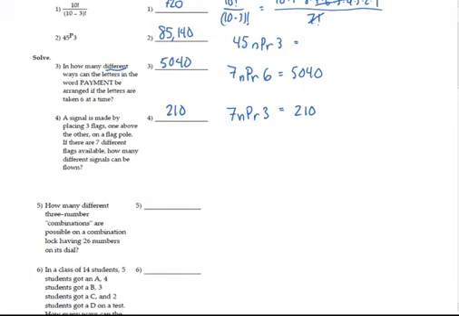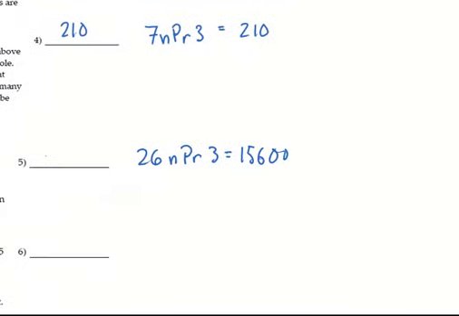How many different 3-number "combinations", and notice they put combinations in quotations because we know that's incorrect, from having 26 numbers on a combination lock dial. So we would use 26 numbers to choose from, and we're going to do permutations of 3, and that would be equal to 15,600.